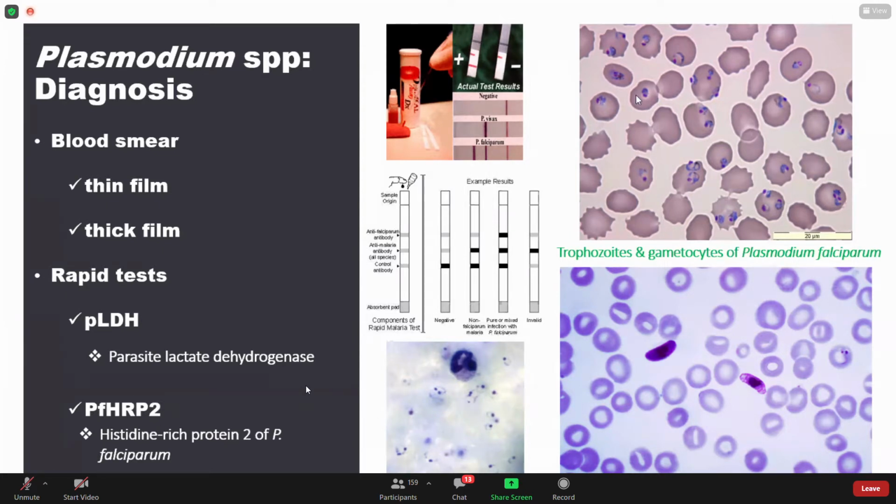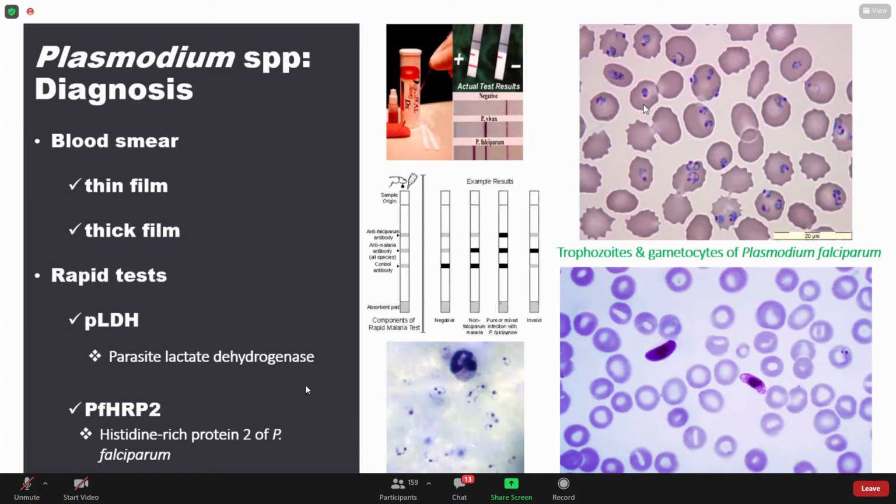Now, the reason why we prepare thin films is because one, we want to make a diagnosis, right? We can see the parasite in the red cells. And two, we want to know the species of parasites we are dealing with, because we know P. falciparum is a dangerous species and we must treat aggressively.